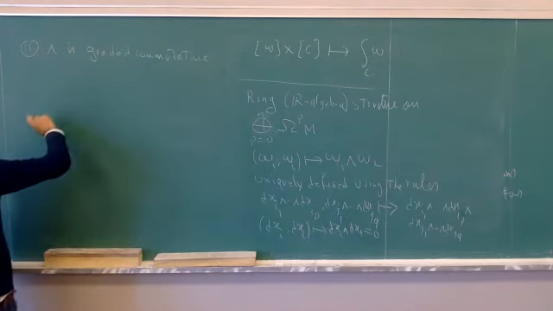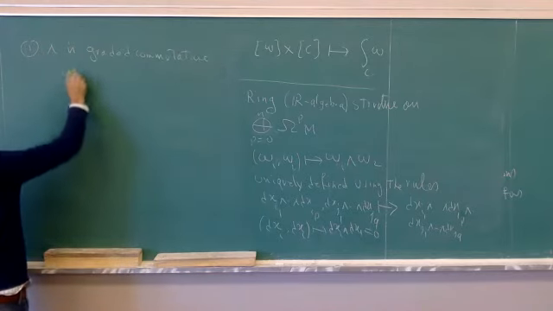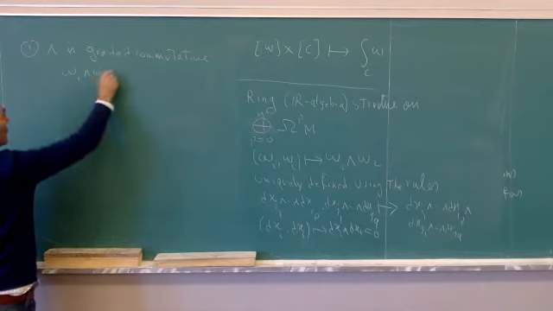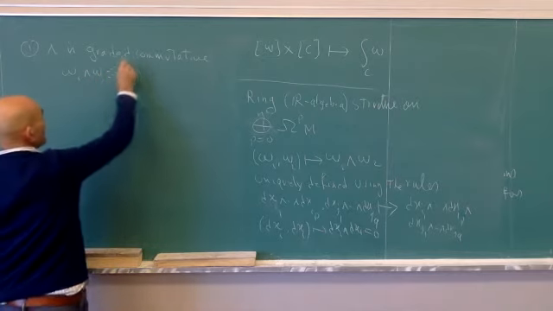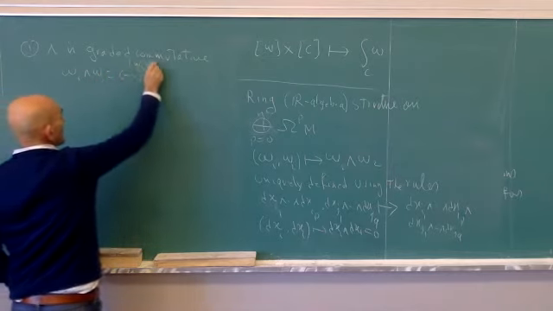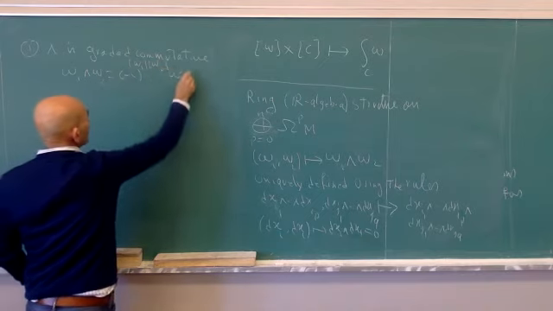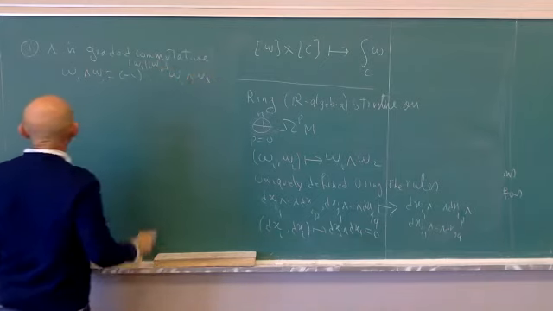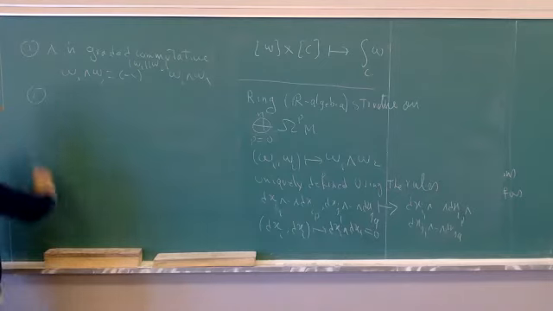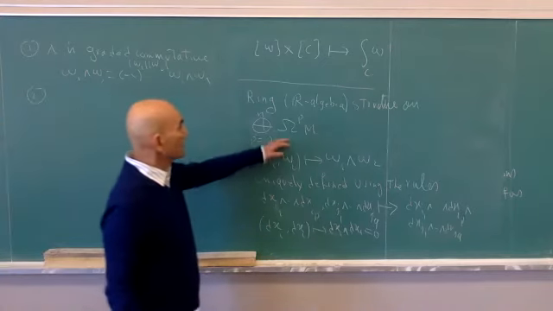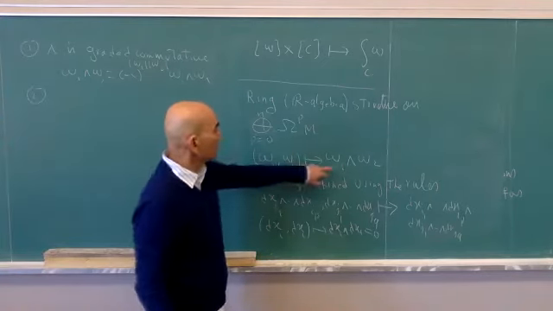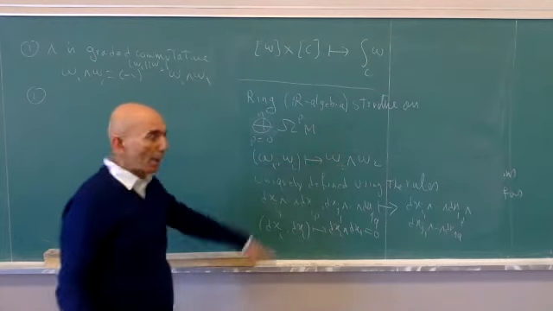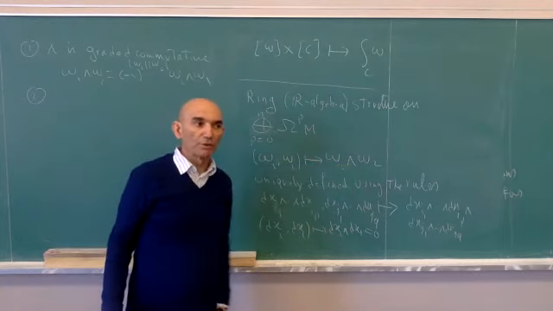Graded commutative means that, of course, omega 1 wedge omega 2 is equal to (-1) to the power degree of omega 1 times degree of omega 2, times omega 2 wedge omega 1. And second of all, now you have to worry about what is the meaning of this d with respect to the wedge product, how they behave with respect to each other.